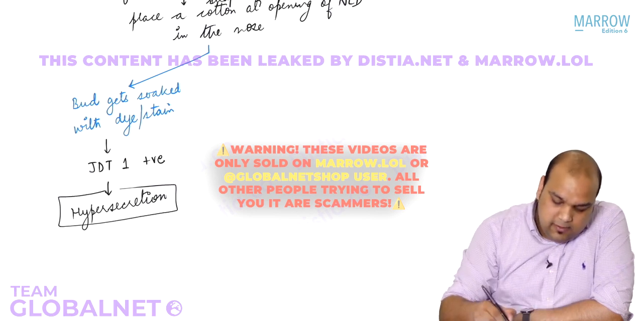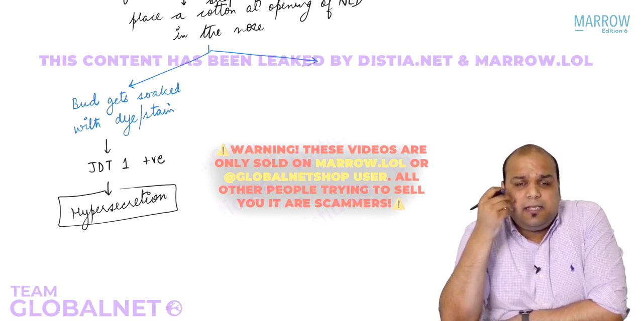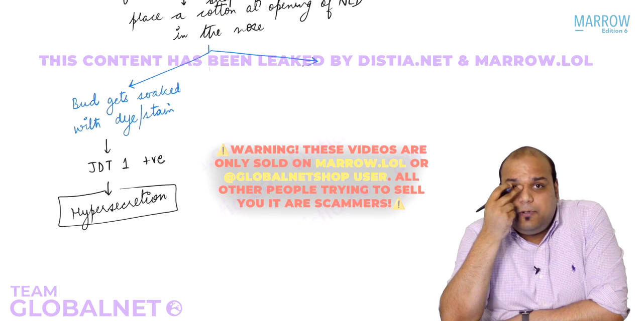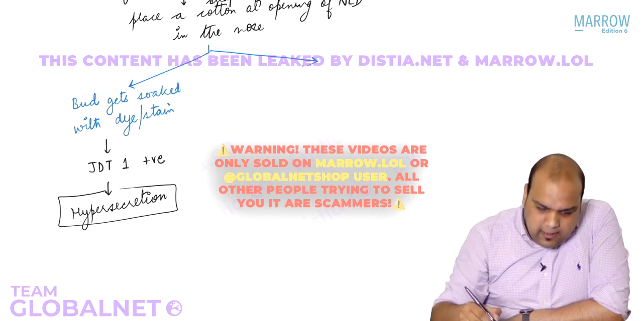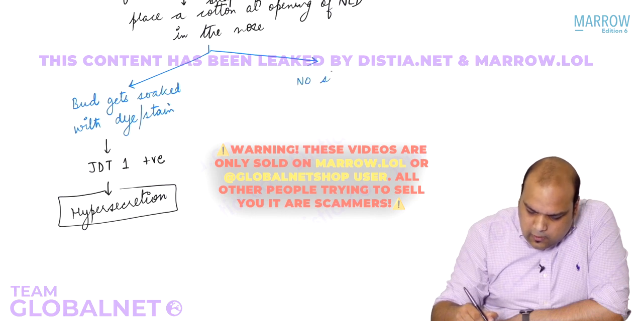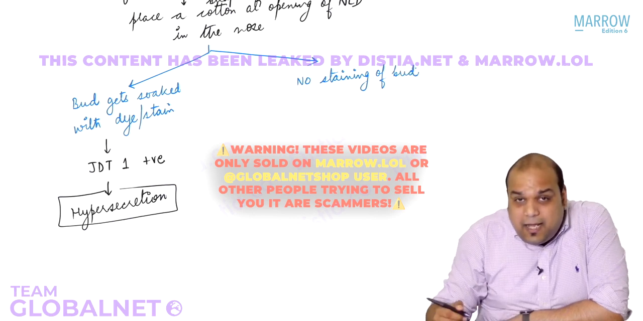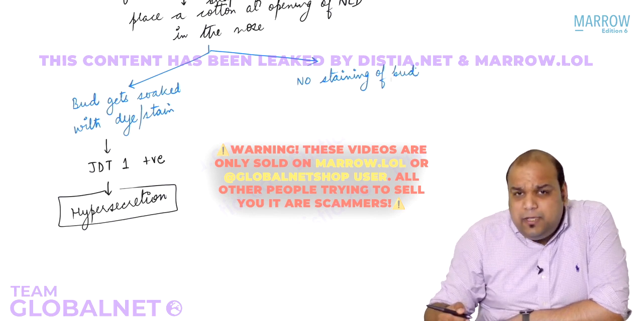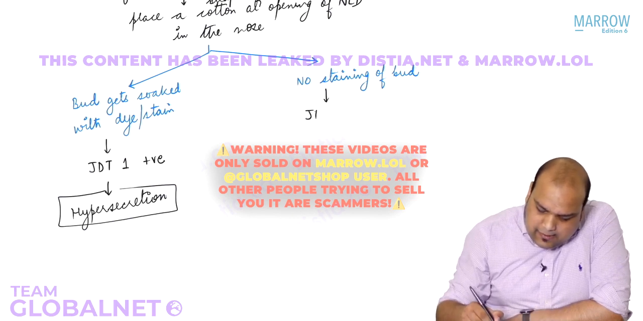Okay? That means there was no obstruction, nothing at all. It was just a simple case of hypersecretion. That is why the dye was able to travel throughout my lacrimal drainage passage. Secondly, everybody, if there is no staining of the bud by the dye, that means the dye has not been able to travel up to the ending of NLD. We say Jones dye test 1 is negative.